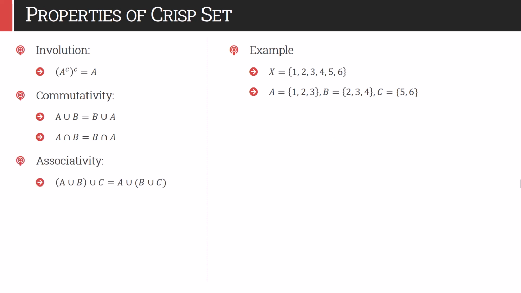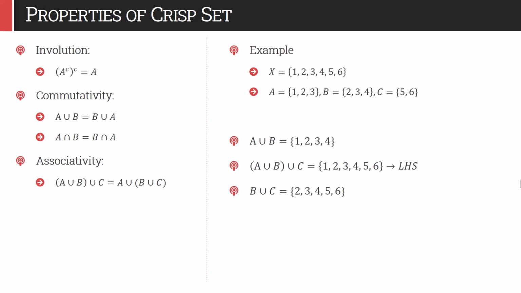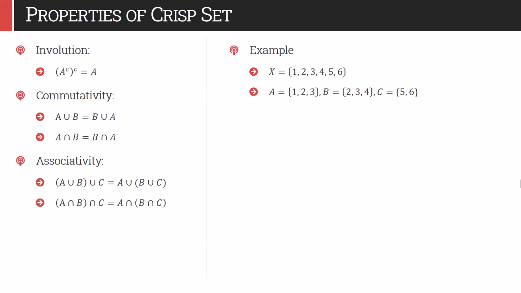Associativity: (A union B) union C is the same as A union (B union C). Either we first calculate the union of A with B and then take the union of that with C, which would be the same as if we first compute B union C and then take the union of that answer with A. In both cases, the output does not change. So union is an associative operator.